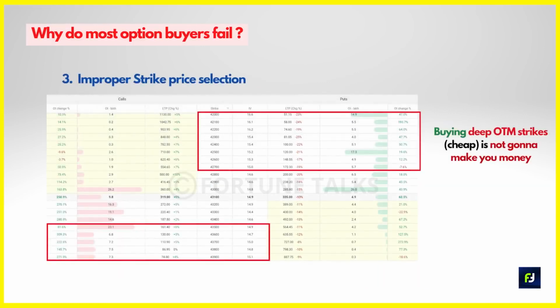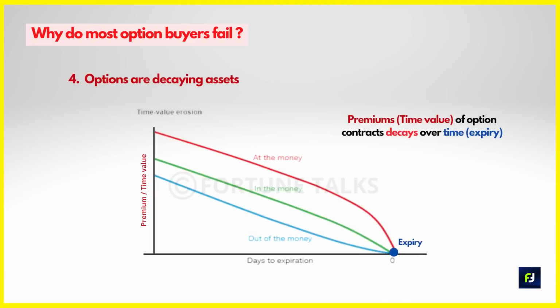The third reason is critical: strike price selection. Most low capital option buyers buy deep out of the money options just because it is cheap. And for sure, you are not going to make any money out of these OTM strikes. You need to realize that you trade options to make money rather than not to lose money. The fourth reason is associated with an inherent property of options. Options are decaying assets, meaning that the time value of option premium reduces with time, and it is more evident when we get closer to the expiry.